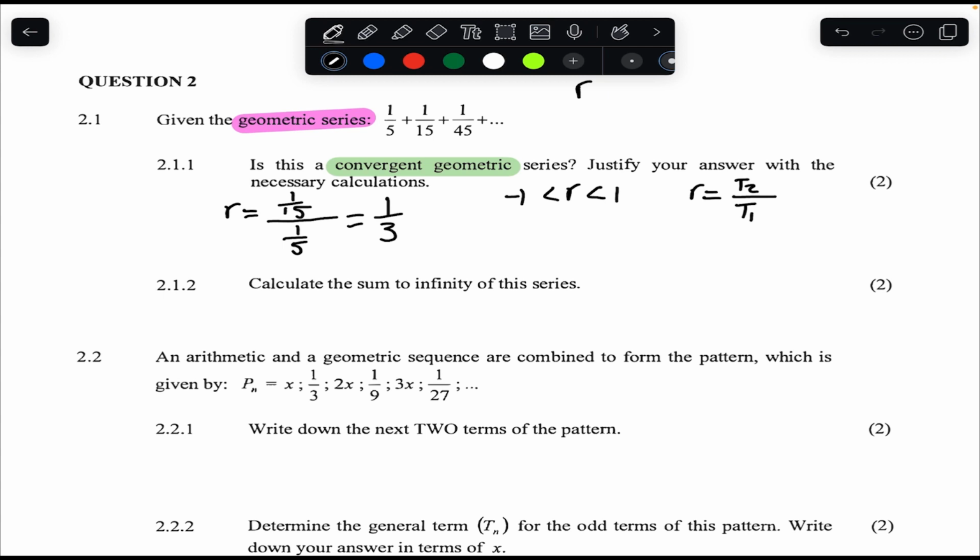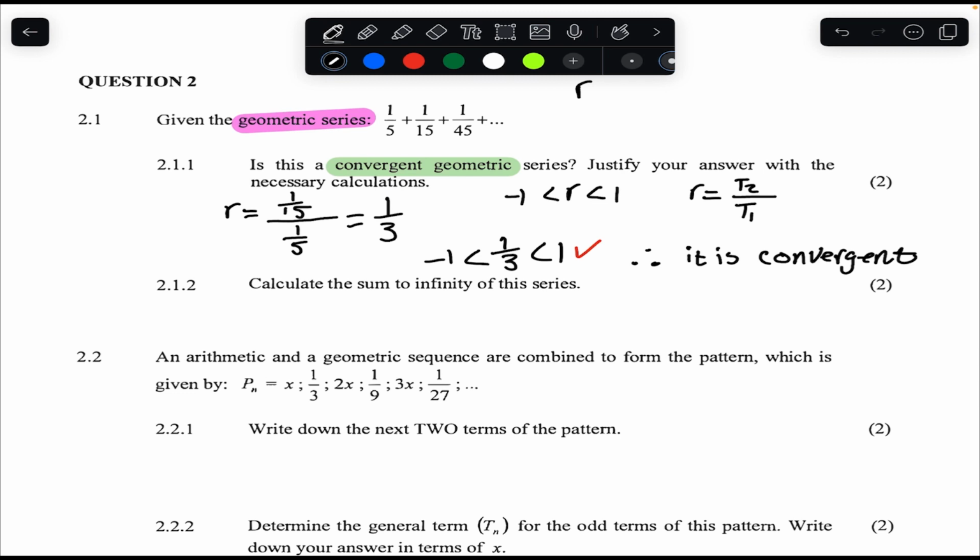So now we need to see, is this value, so is 1 over 3, smaller than 1 but greater than -1? In this case, yes, it is. So I now know that this series will converge. So I need to conclude for the final mark there that, therefore, it is convergent. And that is important. You need that conclusion for your second mark there. So now we have already got the answer for convergence.